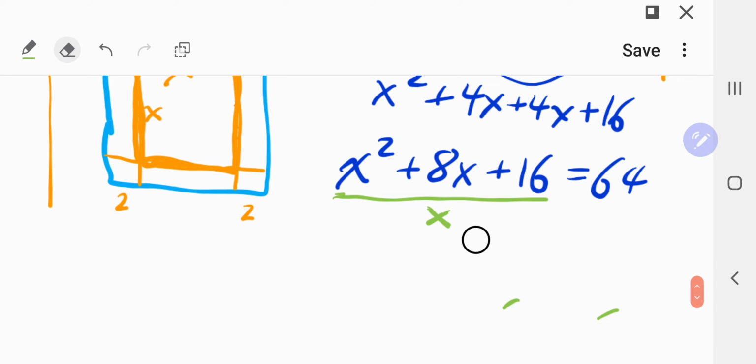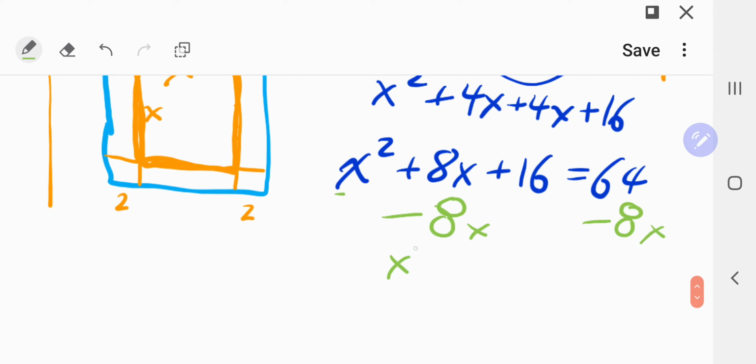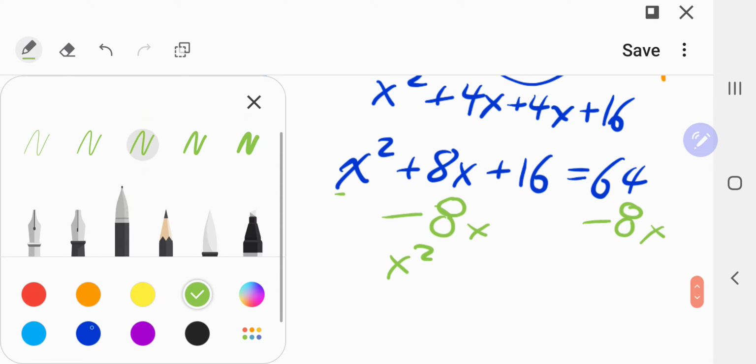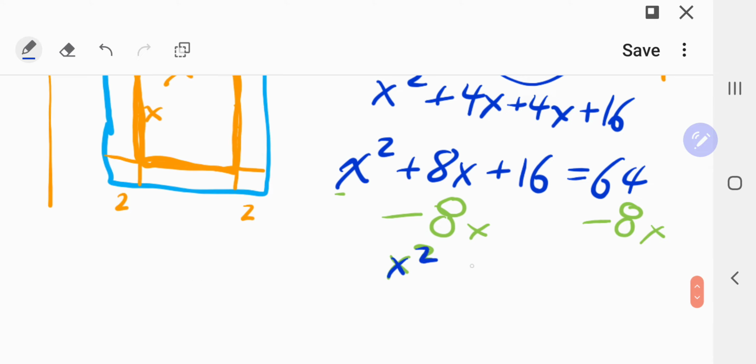Well, let me show you why you can't subtract the x. Let's subtract 8 x's. Sure, they would be gone from one side. Let me switch colors again. They would be gone from one side. Oh, x squared plus 16. Perfect. But now we have negative 8x on this side with the 64.